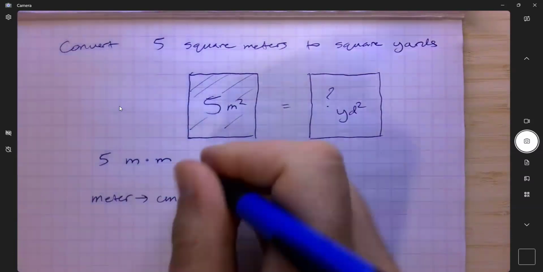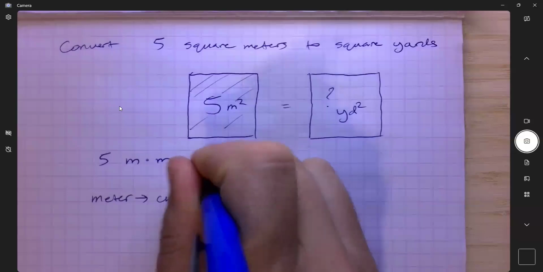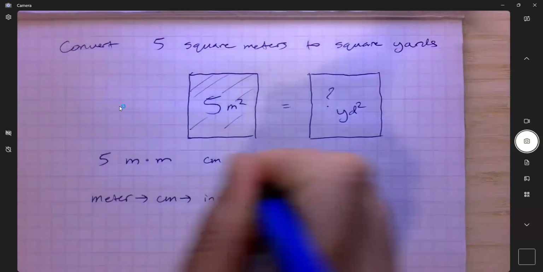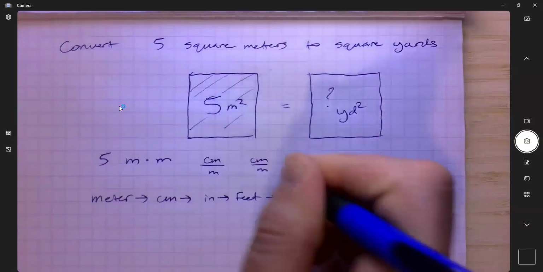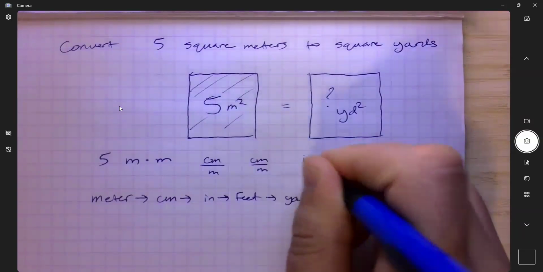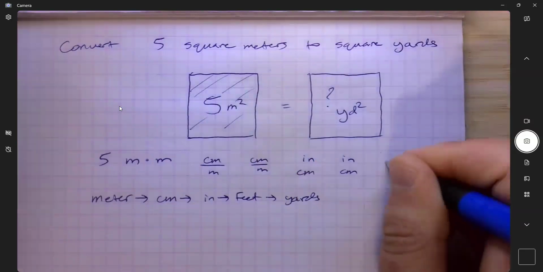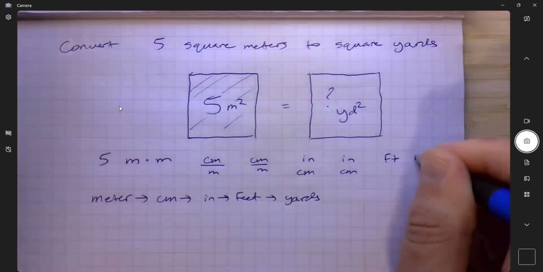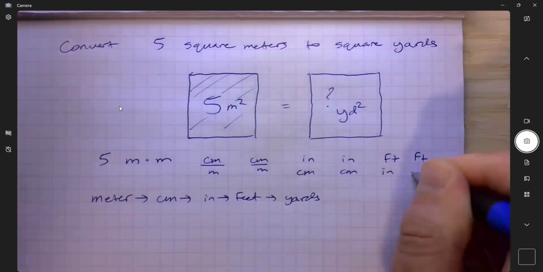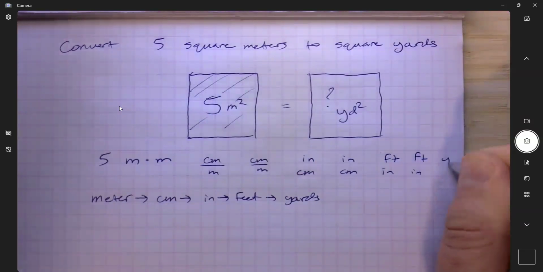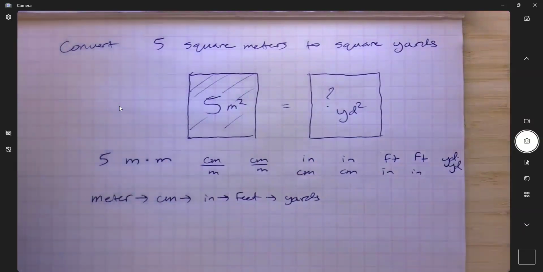So the meters times the meters is going to convert into centimeters times centimeters, which is going to convert to inches times inches, which is going to convert to feet times feet, which is going to convert to yards times yards. Unfortunately, I ran out of room, but I'll rewrite it again when I do the actual calculation.